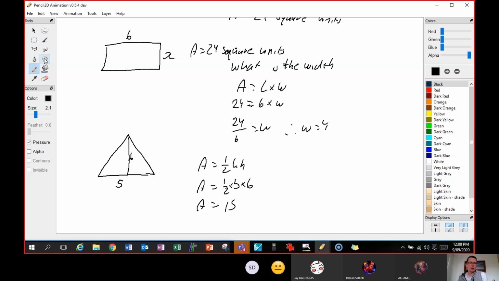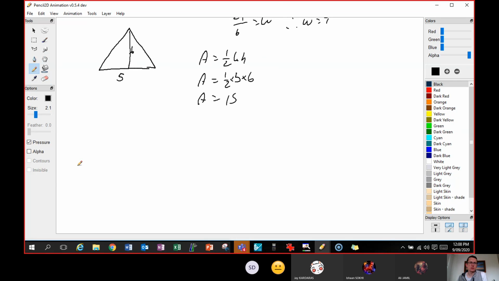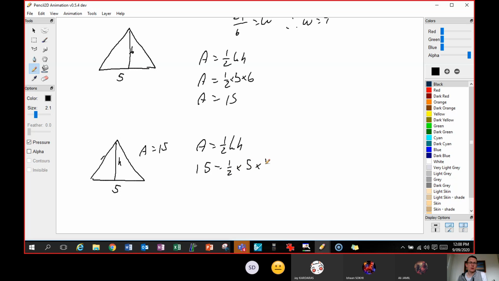Alternatively, and this is where formulas come in a bit more helpful in trying to solve it, we could say you have a base of 5. What's the height of this if the area equals 15 square units? Well, we can use the formula. So the area equals 15. Half times base, which is 5, times the height we don't know. Half times 5 is 2.5, but it's going to change into fractions.